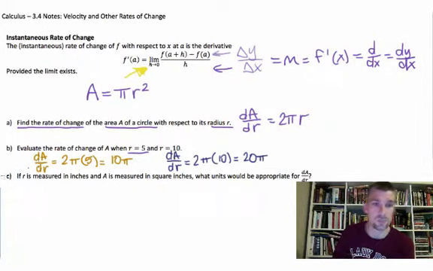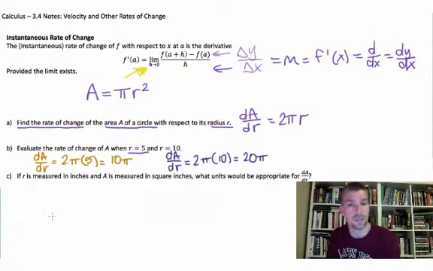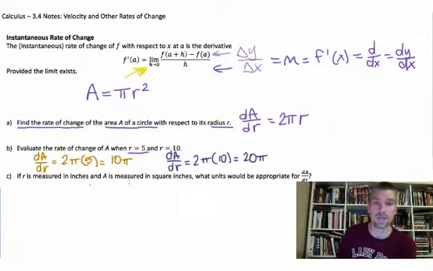And so then the last question is, if r is measured in inches and A is measured in square inches, what units would be appropriate? In this case, we have to really pay attention to what's going on. First off, we're told that r is measured in inches. The r is on the bottom, and then we're told that the A is measured in square inches. That's on the top. So it would be appropriate in this case to talk about inches squared per inch.